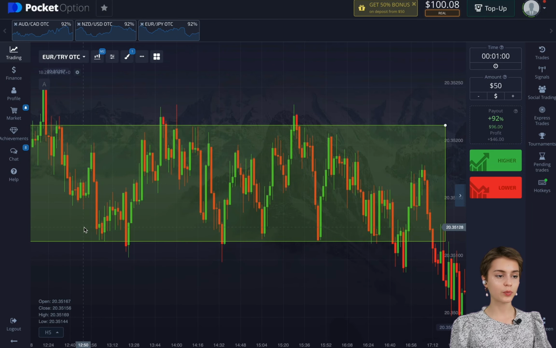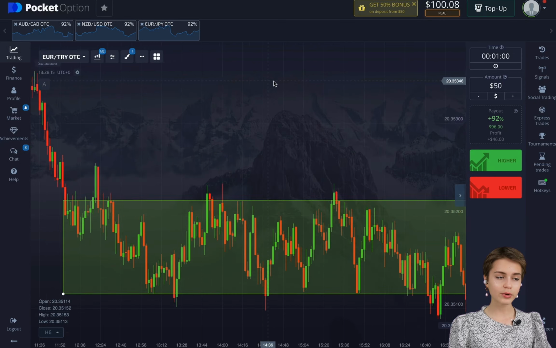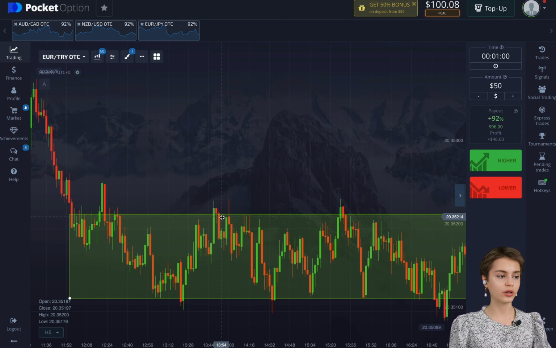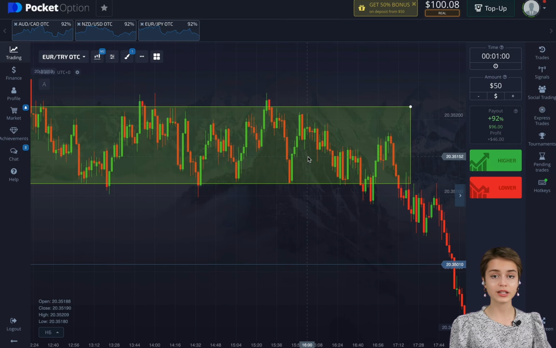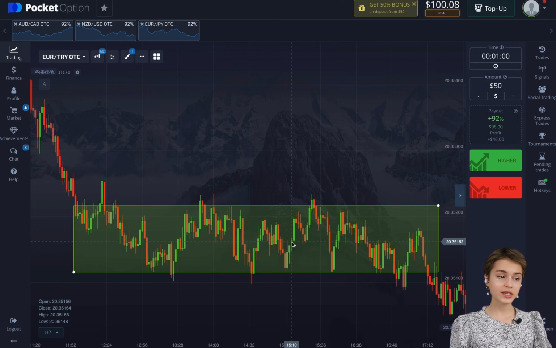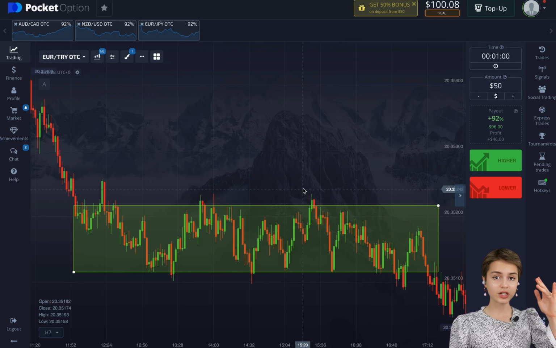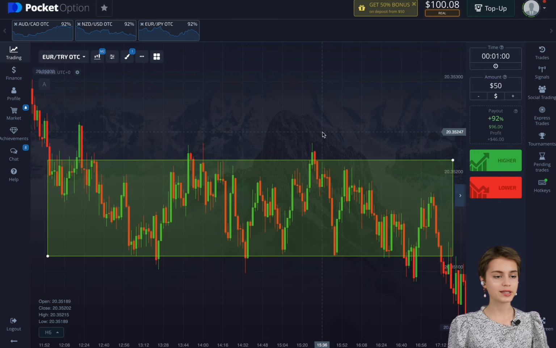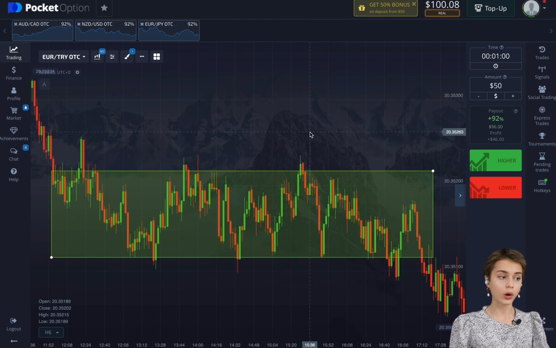As we see, from the support zone the chart has always been rolling back into this trading range. And from the resistance zone, the chart has been rolling back not once, and going back down. The support zone is beneath the chart and it rolls back from it, and the resistance zone is always above the chart. So we must understand why all this works.